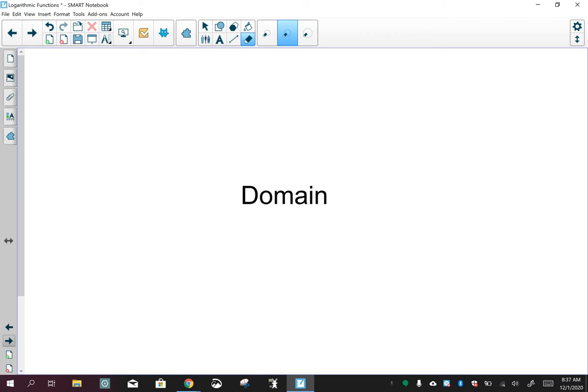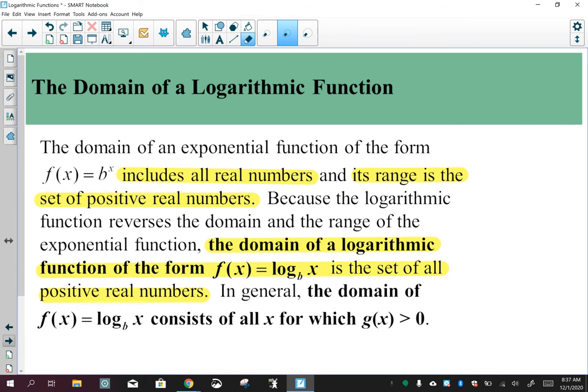So now, let's look at domain. The domain of an exponential function in the form of f of x equals b to the x includes all real numbers. And the range is a set of positive real numbers. Because our log function reverses the domain and range, the domain of the log function is a set of all positive real numbers. So basically, if you think about it, the range of your exponential is going to be the domain of the log, is what this is basically saying.